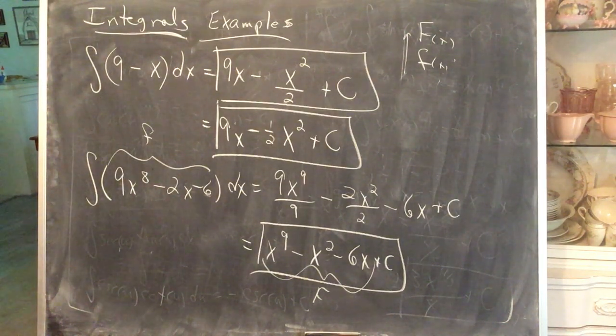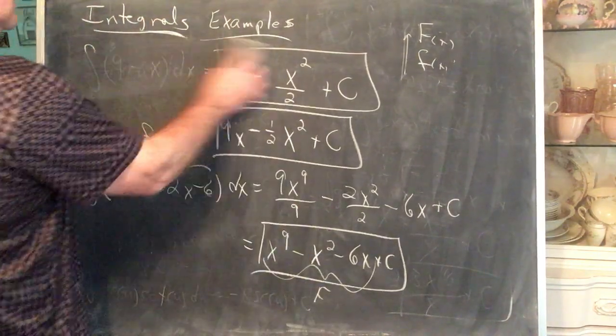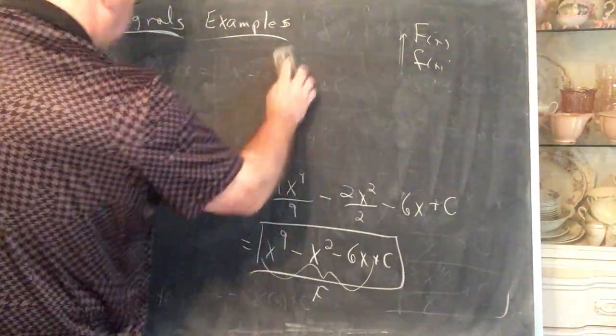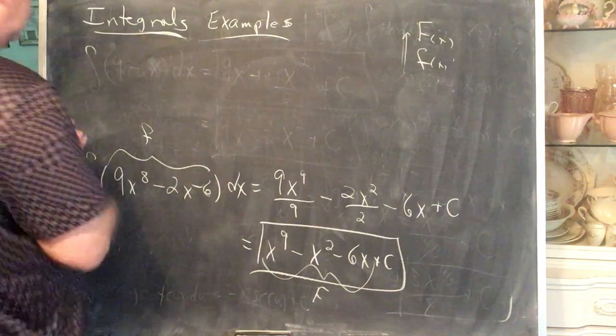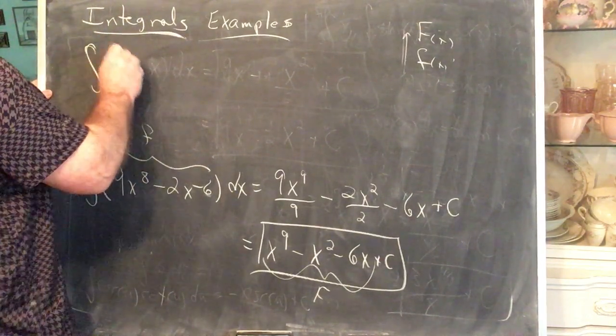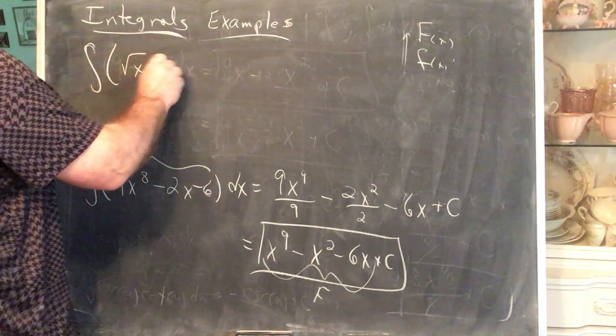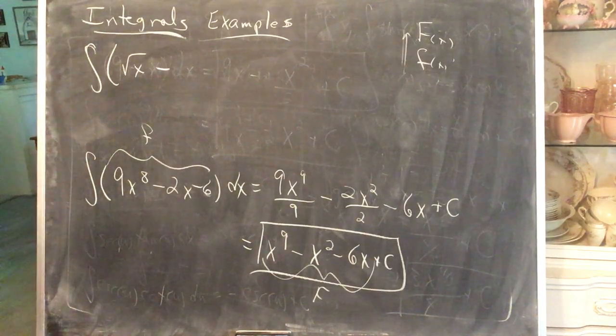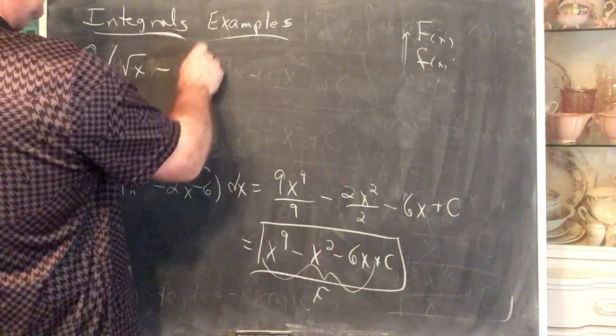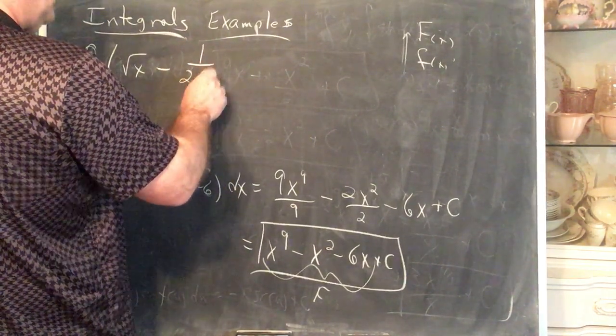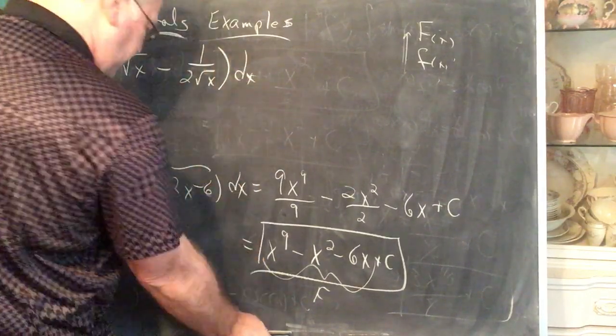All right, new little example here. I have the square root of x, and then it's minus, what do I have here? I have 1 over 2 square root of x dx. Let me get rid of all this here.